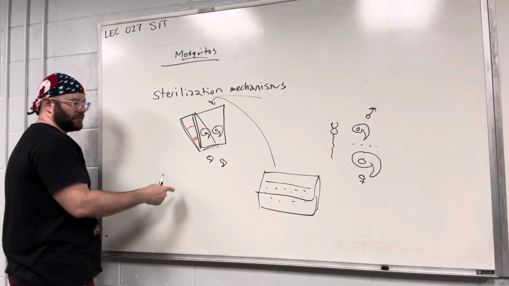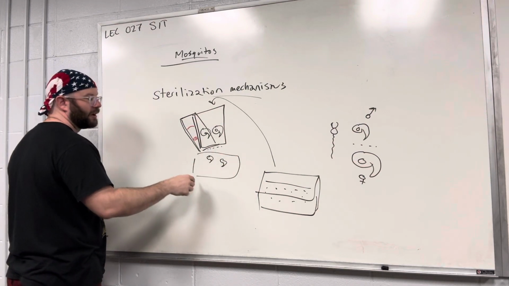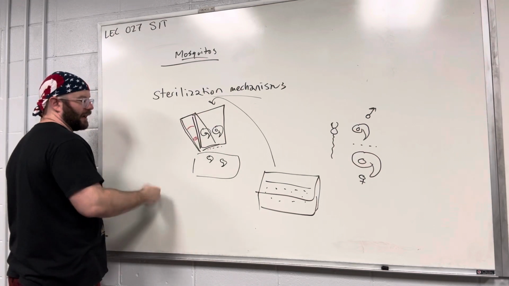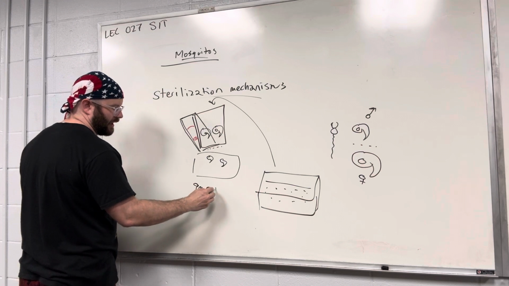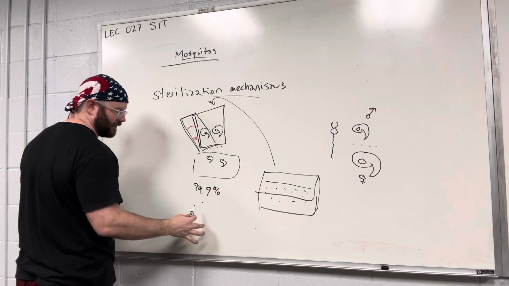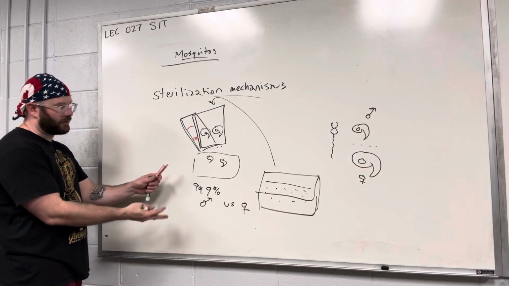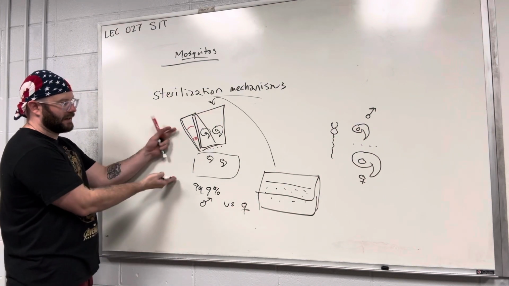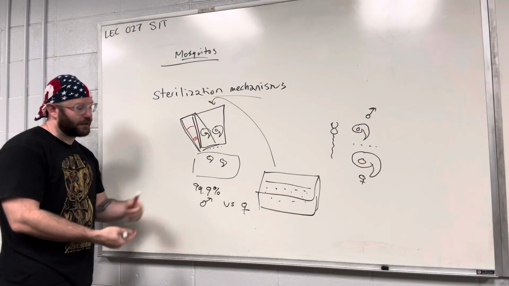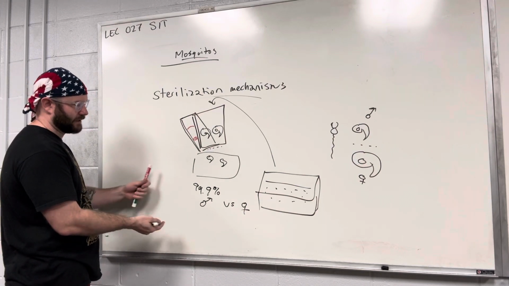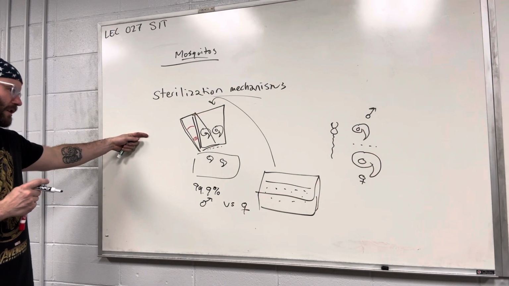If you do this iteratively, so you do one round, then take the tub and do it again, and again, if you do this maybe 3-4 times, you can get 99.9% accuracy of males versus females just through simple mechanical separation. You can see how this is very easy to scale up and manufacture in a facility. So that's how they do the sex separation in mosquitoes.